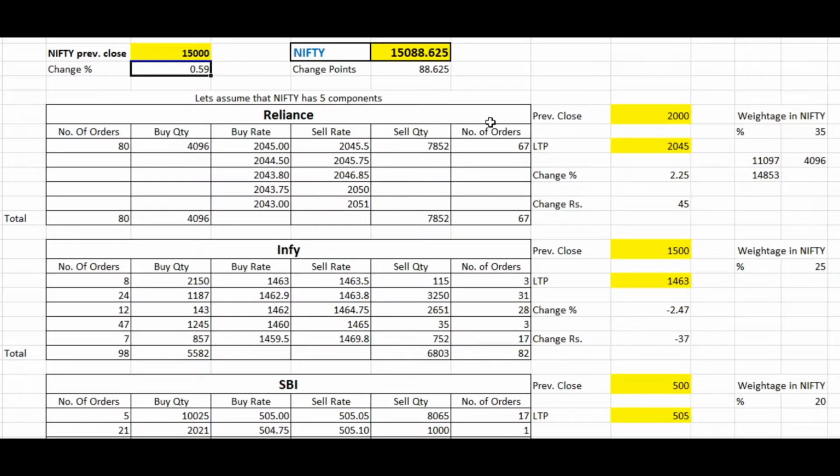Those were crazy numbers going on, but exactly at 9:08 what is happening? The Nifty percentage is just 0.59, that is 88.63 points. Nifty is up at 15,088.63. Okay, so this is how the pre-open rates get traded.